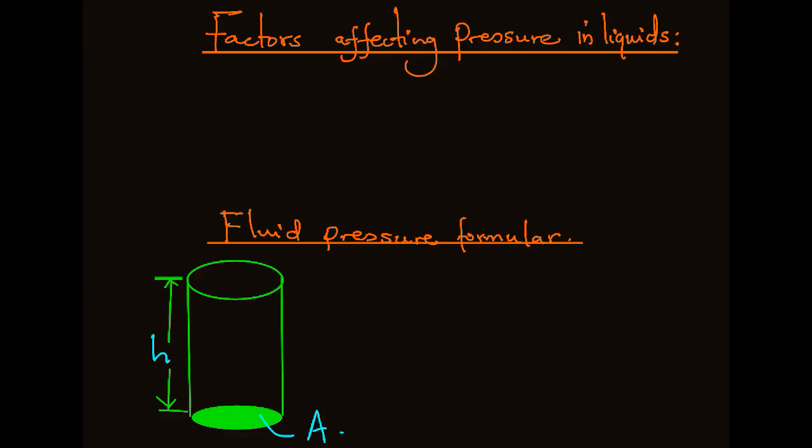Factors affecting pressure in liquids. Factors affecting pressure in liquids can always be investigated by using a funnel connected to a U-tube and dipped into a beaker of water. It is observed that the deeper the funnel goes in the water in the beaker, the greater the difference in the height in the U-tube connected to the other end of the funnel.